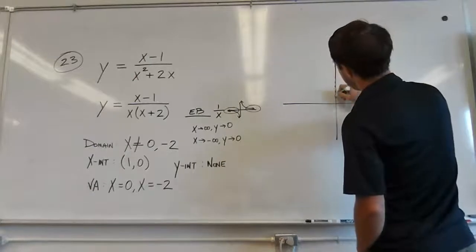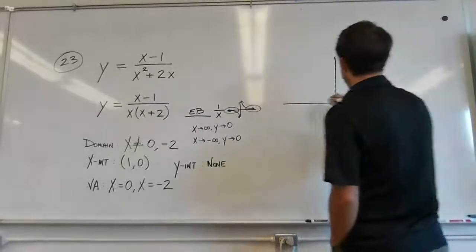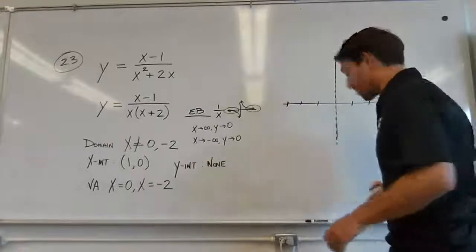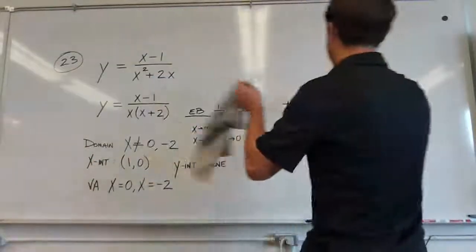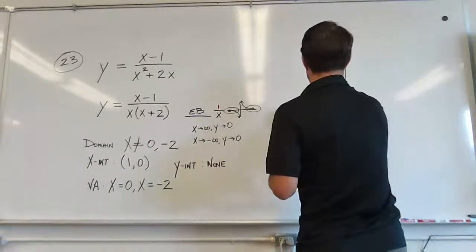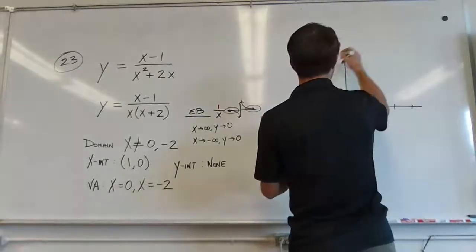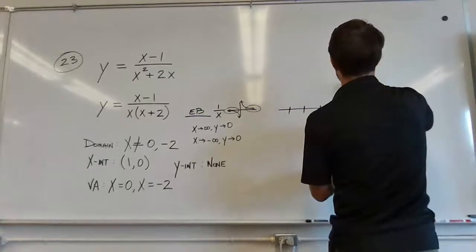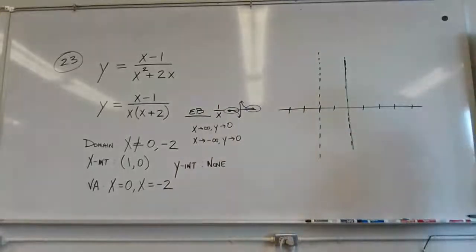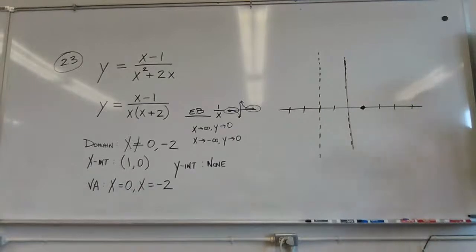Here's a vertical asymptote at 0. Here's a vertical asymptote at -2. I drew my graph kind of crappy, sorry. I didn't give myself very much room over here. Let me try again. Zero. My x-intercept was at 1, 0.